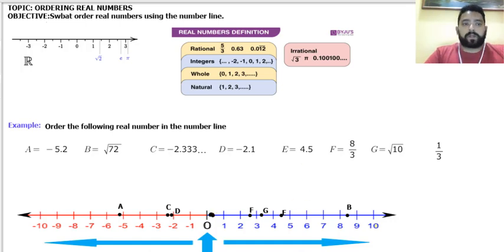So remember, to organize real numbers, first you need to calculate. If you have a square root, you have to calculate it, okay? And then try to find the best location on the number line.